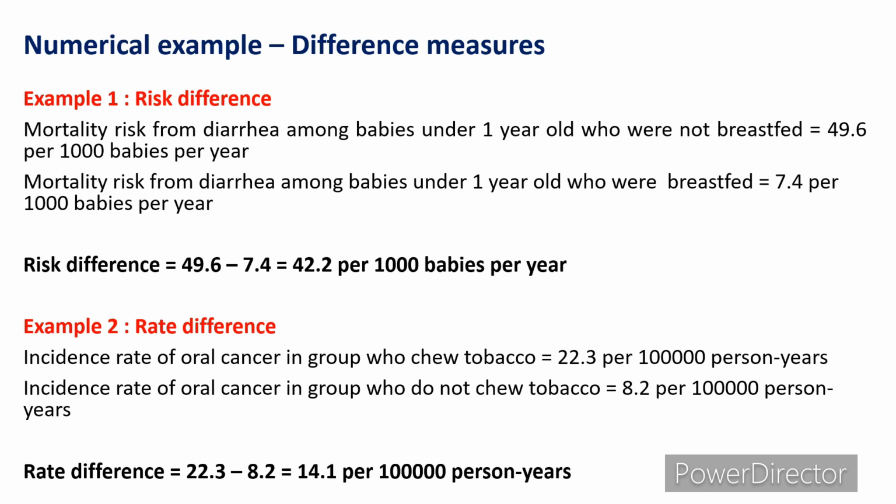In example 2, that is rate difference, the incidence rate of oral cancer in the group who are exposed to tobacco is 22.3 per 100 person years, and the incidence rate of oral cancer in the group who are not exposed to tobacco is 8.2. So what is the rate difference? So here we directly subtract the rates, right? The incidence rate in exposed is 22.3 minus the incidence rate in unexposed, that is 8.2. So the answer is 14.1 per 100,000 person years.